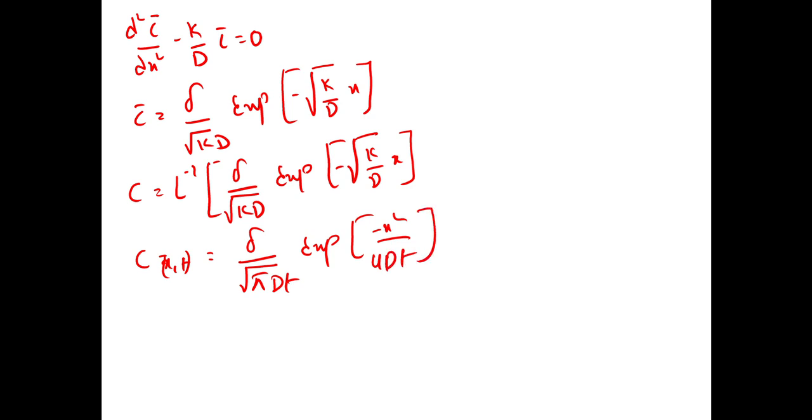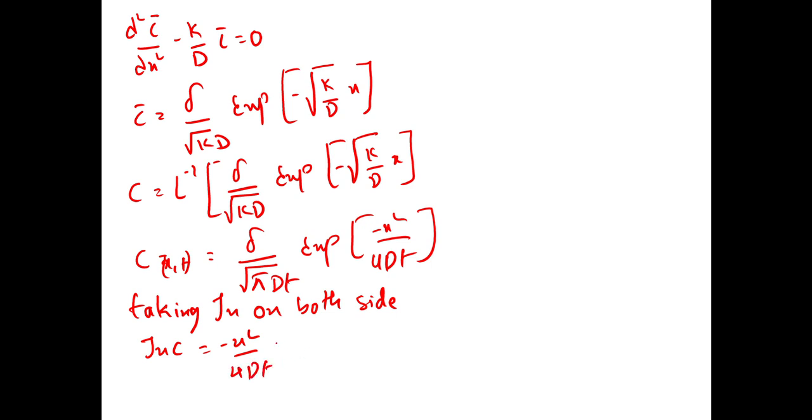4 dt, right? So how this can be interpreted? We can take the ln on both sides. Ln c is equals to minus x square divided by 4 dt plus ln delta pi dt.